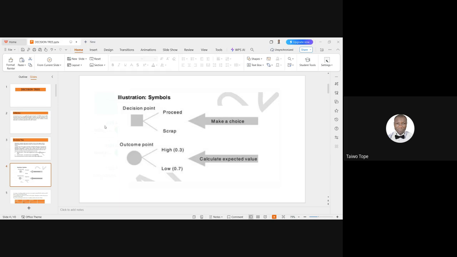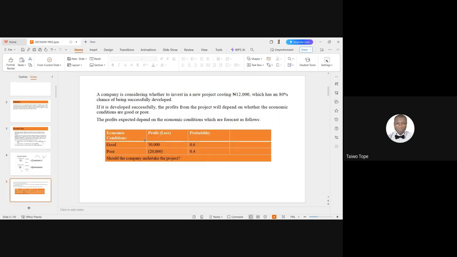Now, please take note of this. You are seeing on the screen. Let's move forward. Let's look at this scenario. This scenario as it regards decision tree. That a company.